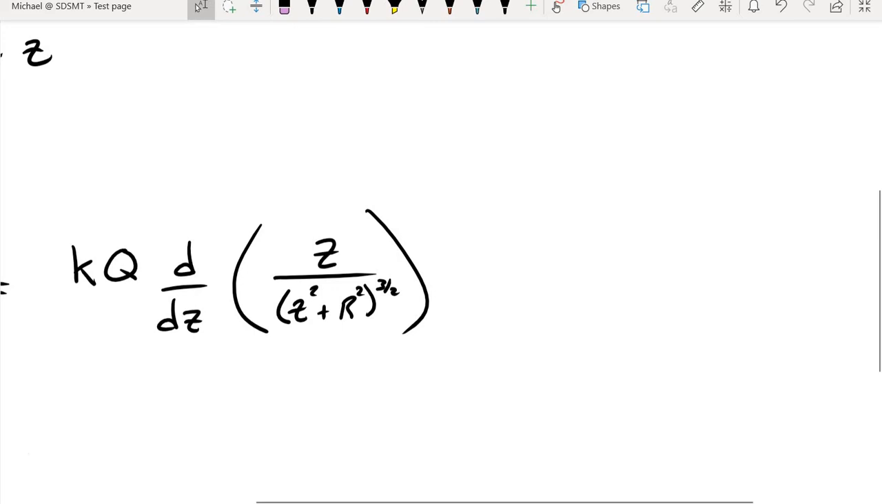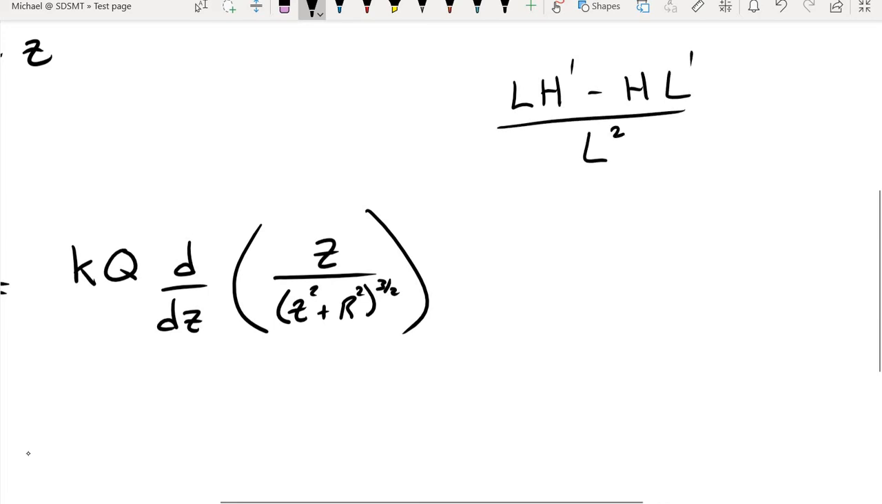So we're going to suffer our way through that quotient rule. And if you remember your Calc 1 and your quotient rule, there was a little mnemonic that went with it. I believe it was low d high minus high d low all over low squared.